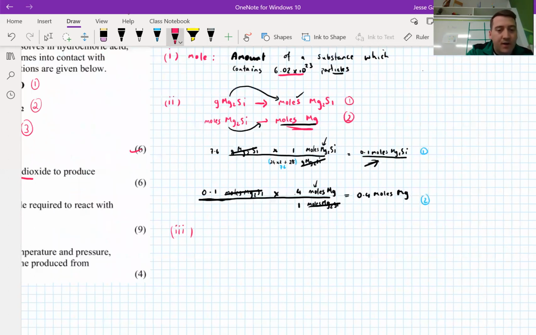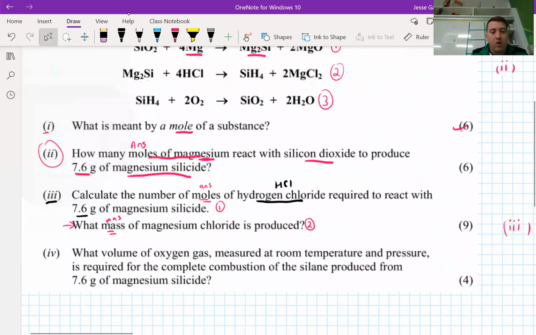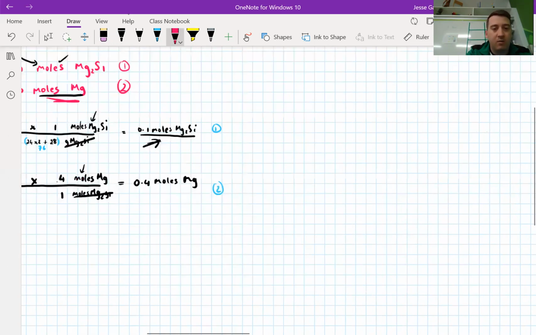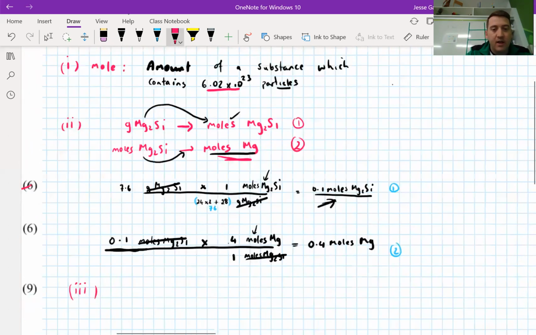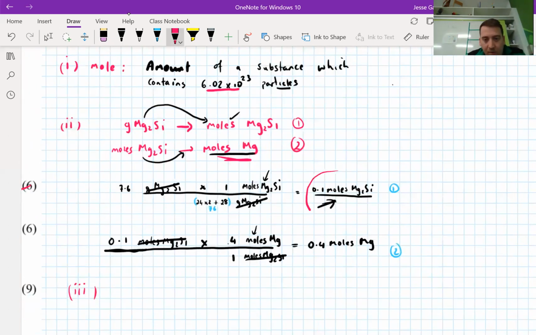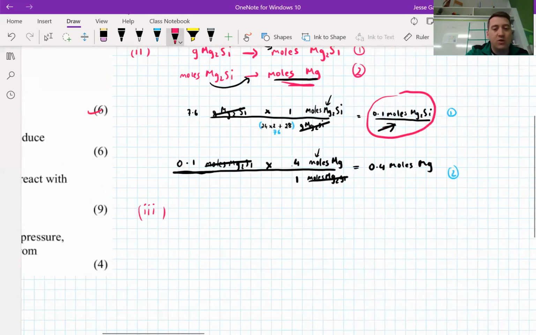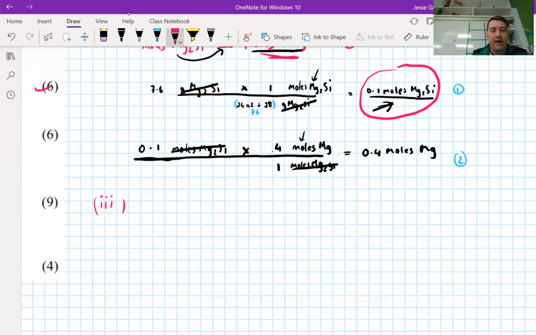Now, first of all, we've already dealt with 7.6 grams of magnesium silicide in the first question. Here, we found out how many moles that was. Okay, so moles of magnesium silicide is what we already worked out up here. So we don't need to do this again. We've already got that 7.6 grams of magnesium silicide is 0.1 moles of magnesium silicide. So use that to your advantage. Don't waste your time doing it again.